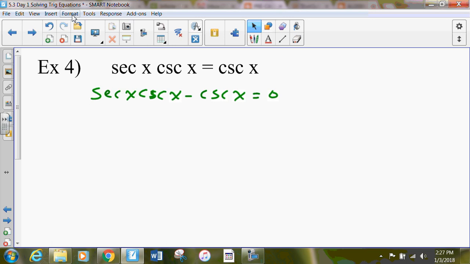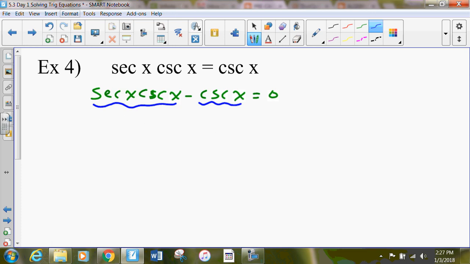And we see that we've got two terms, right? We have secant x cosecant x, minus another term, cosecant x. And both those terms have the cosecant x in common, so I'm going to go ahead and factor that out. Remember, factoring is basically just dividing both terms by what you're taking out. So we're dividing the first term by cosecant x, which leaves me with secant x. And we're dividing the second term by cosecant x, which gives me 1.